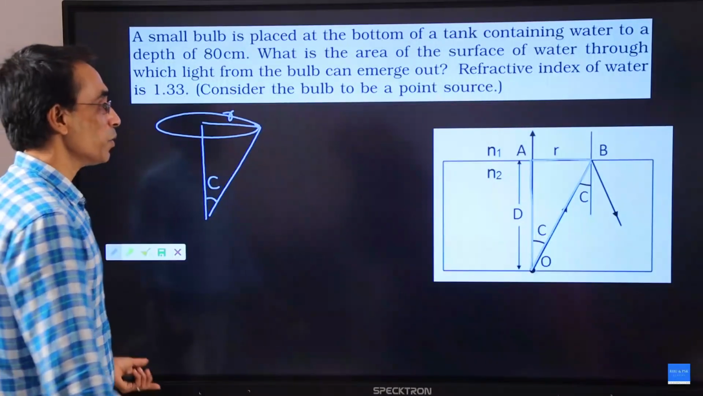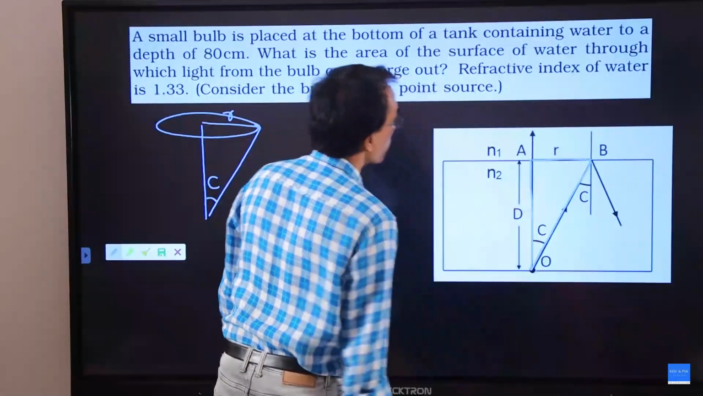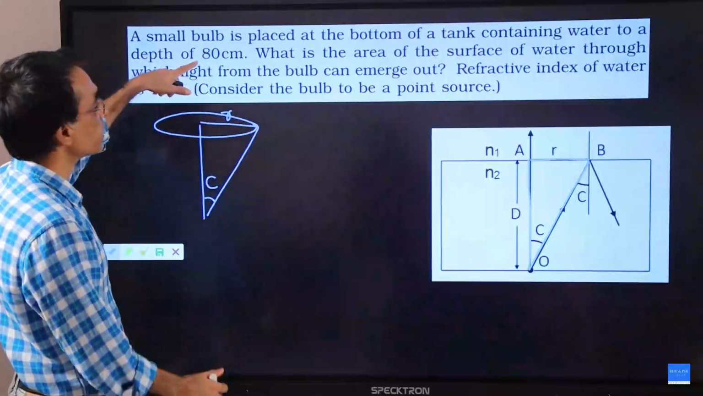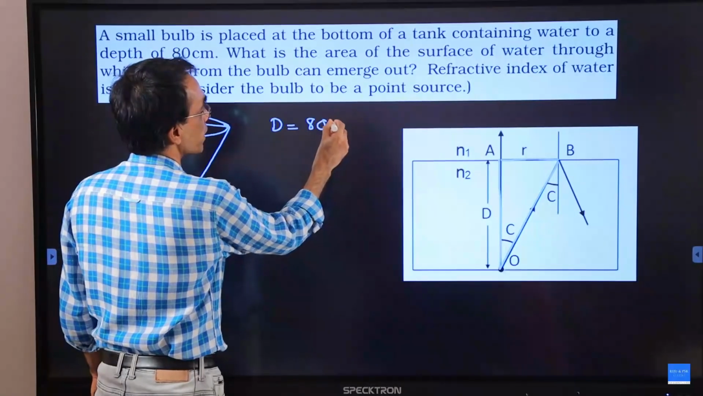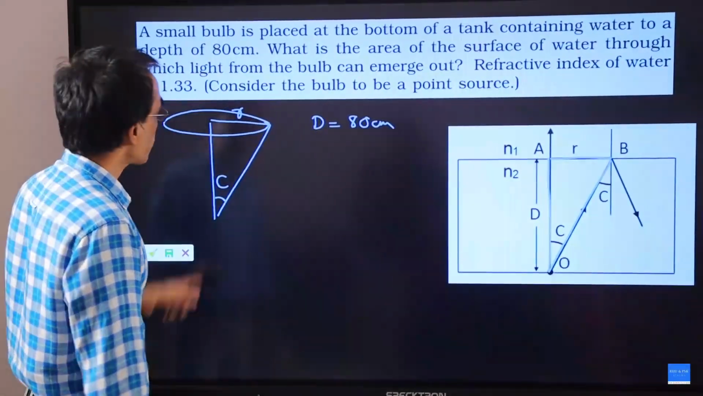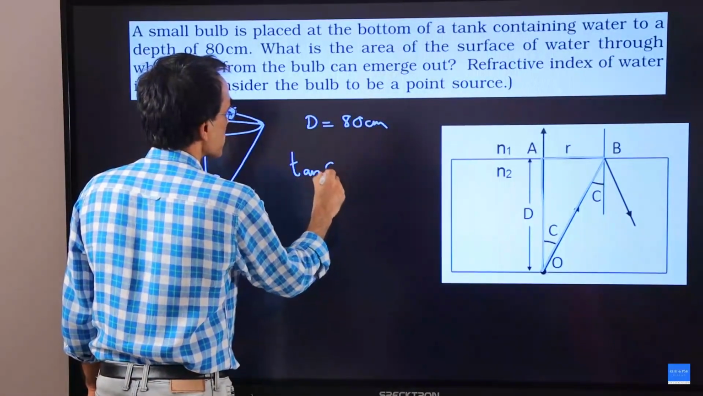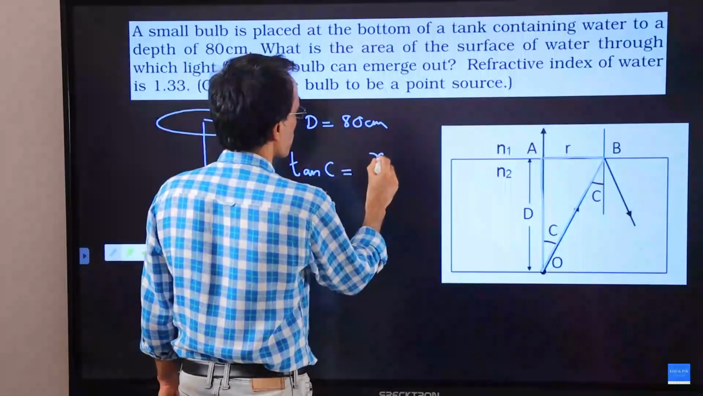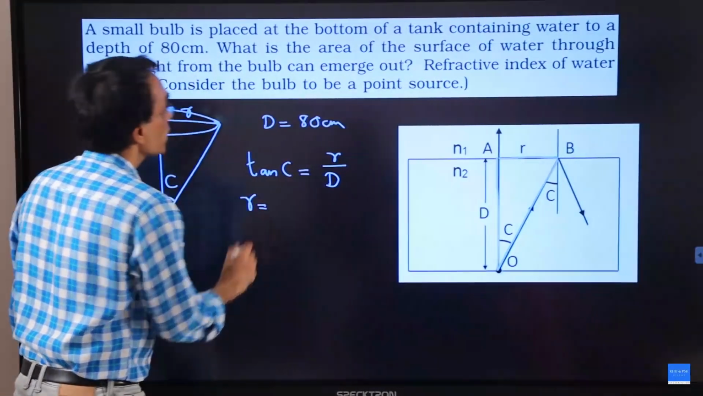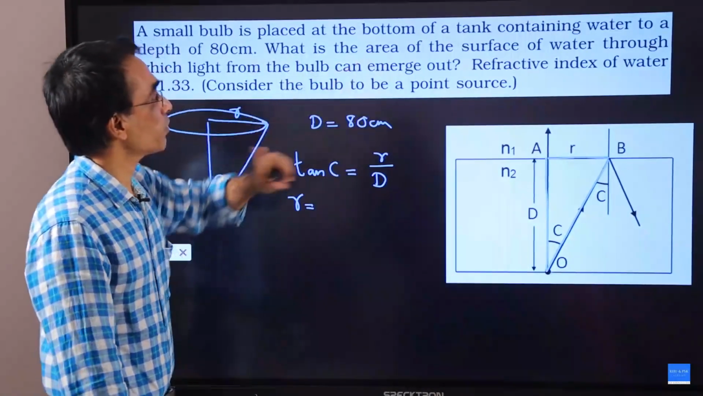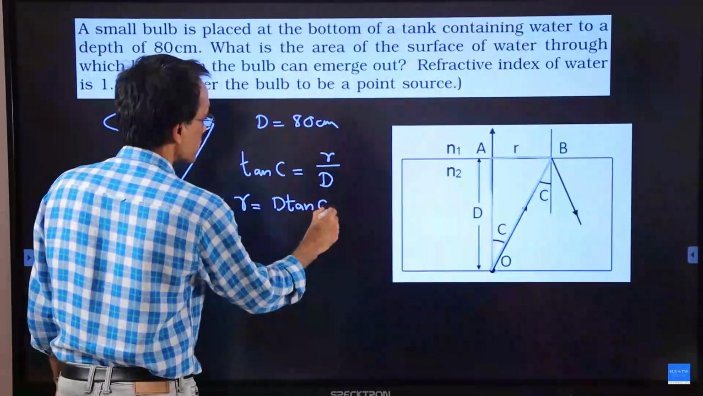Now from the triangle, this D is the actual depth of the light source, which is given as 80 centimeter in the question. So we can say this depth D is 80 centimeter. From the triangle I want R. Let me define tan C. Tan C is equal to R by D. I want the radius of the region, because I want the area of the circular region. So the radius R is D tan C, where C is the critical angle.